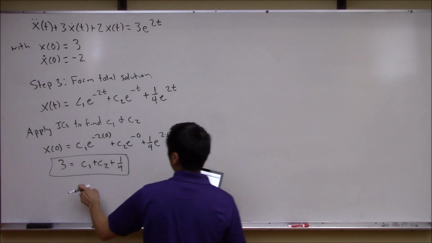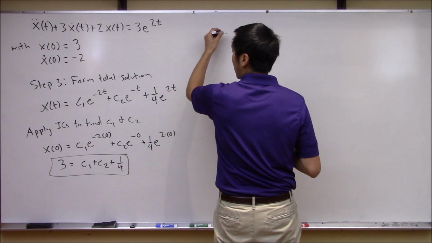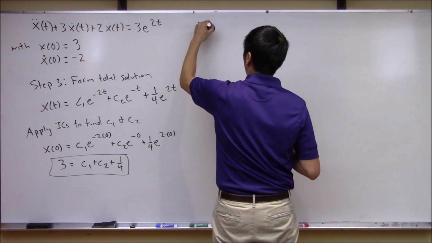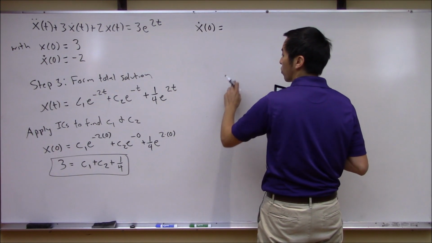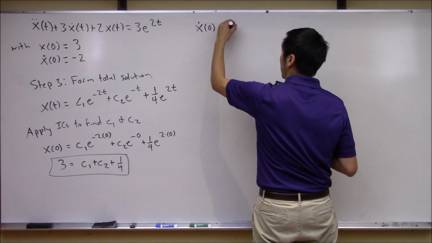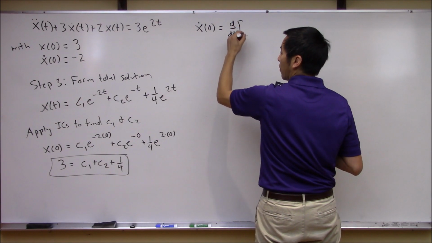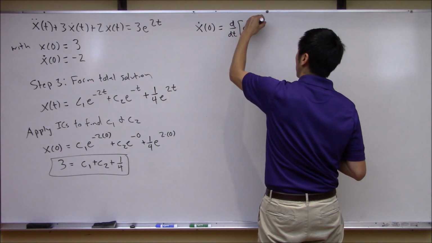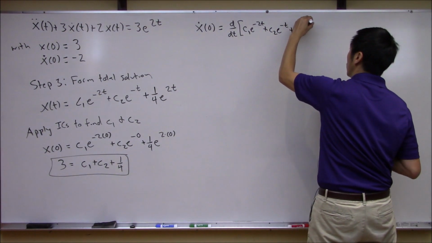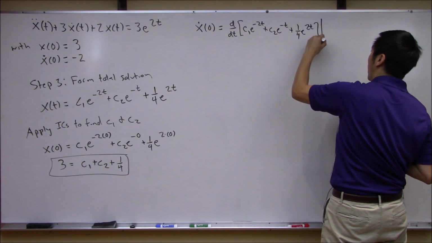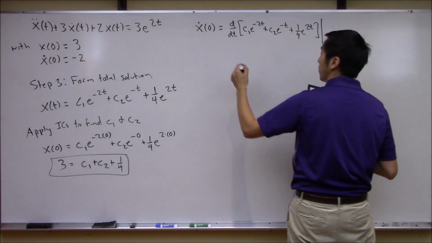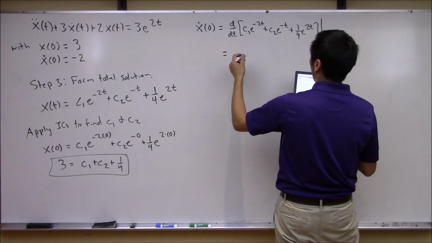Now let's apply the second initial condition, where I need x dot at 0. First let's compute x dot. I have to take the derivative of this whole thing: d/dt of c1 e to the negative 2t plus c2 e to the negative t plus 1/4 e to the 2t. Take the derivative of all this and evaluate it when time is equal to 0. That's what the initial velocity should be. Let's go ahead and work this out.